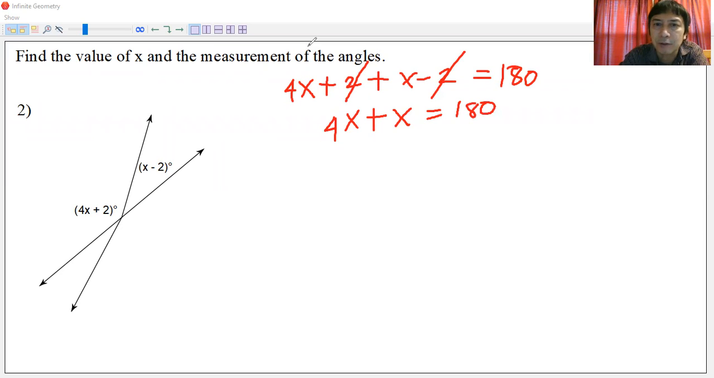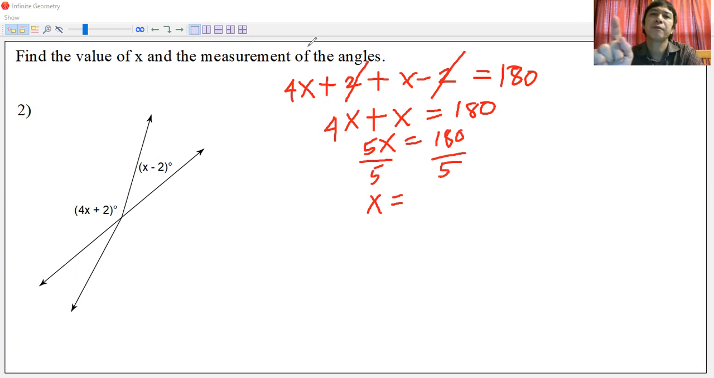And then we will get the total of the x terms. This will be 4x plus x is 5x, and we have 180. And so after which we divide by the 5, the coefficient of the variable, and x is equal to, how much is that? 180 divided by 5, that's 36. Yes, all right. So the value of x is 36.